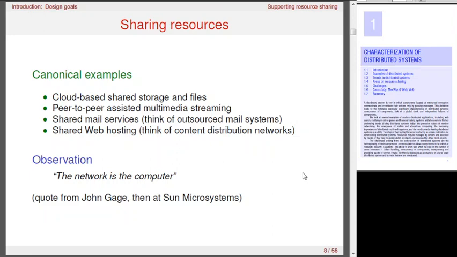Now, what we observe is the network is the computer. What they are saying is the computers are networked together, and now they are performing as one single computer. You are actually interacting with a network. Some of the resources are at node 1, node 2 and node 3, but you believe that you are interacting with a single computer.